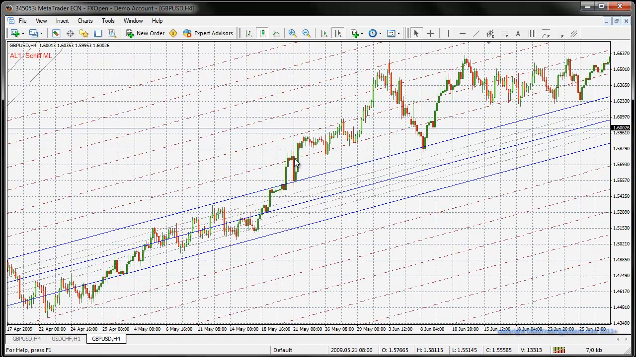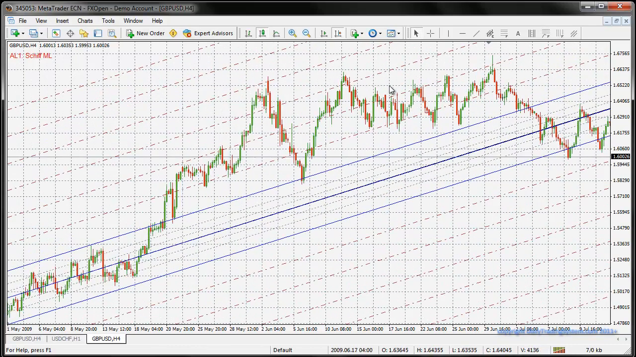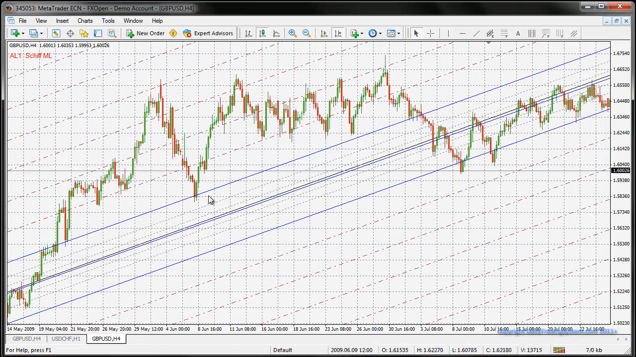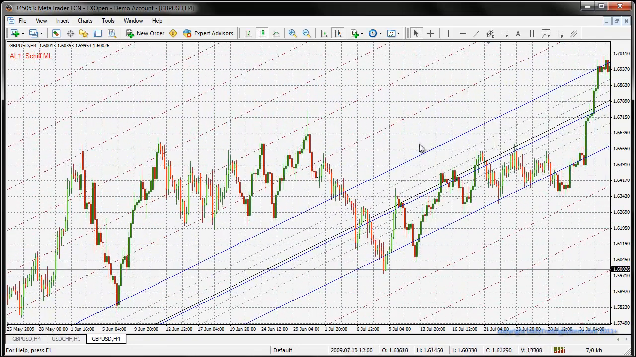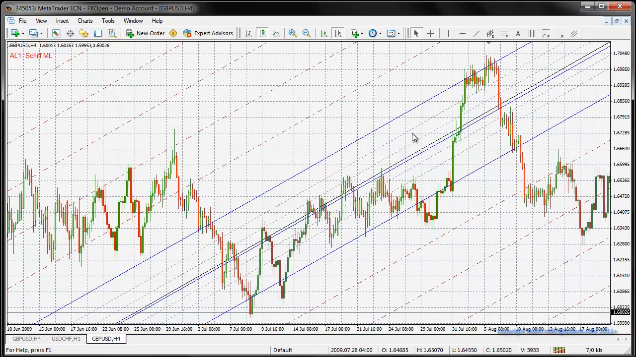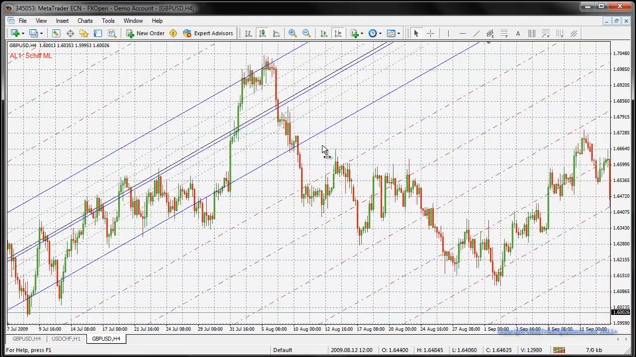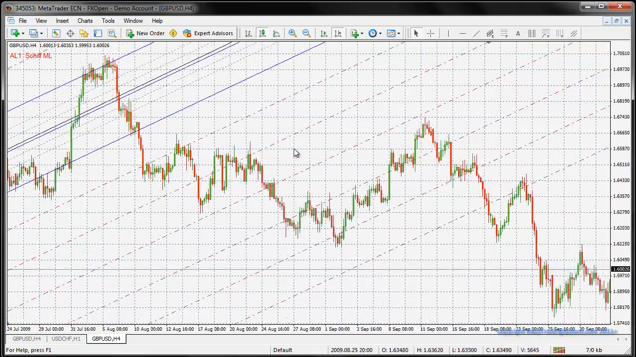Now we can see how it breaks here, targets the next one, then it hits the next one, then it hits the next one, and then reverses a fair old bit there. It comes back towards that median line again, or the upper median line should I say, and the trend is still just trending up until it starts to break and go the other way.